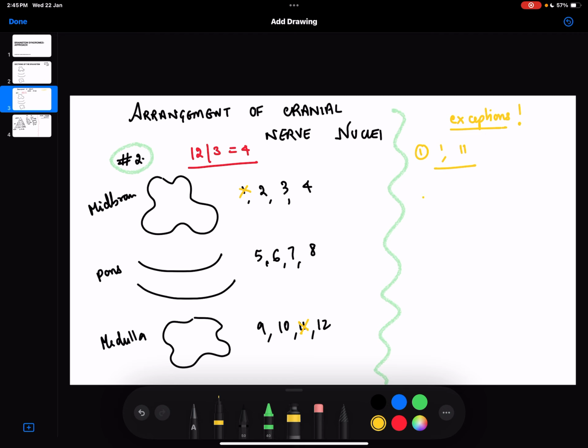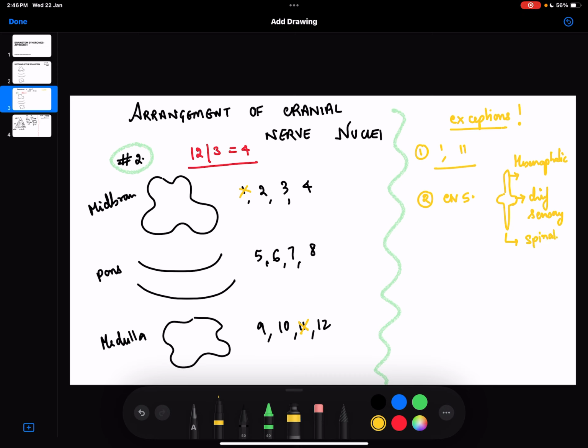Okay, the second exception, cranial nerve 5. The cranial nerve 5, which is basically the nucleus of the trigeminal nerve, is completely different in itself because it has 3 parts. What are the 3 parts of the nucleus of the trigeminal nerve? So it has 3 nuclei which is present at each level. So the first one is the mesencephalic, which is responsible for the jaw jerk. Then we have the chief sensory. And then we have the spinal nucleus of the trigeminal nerve.